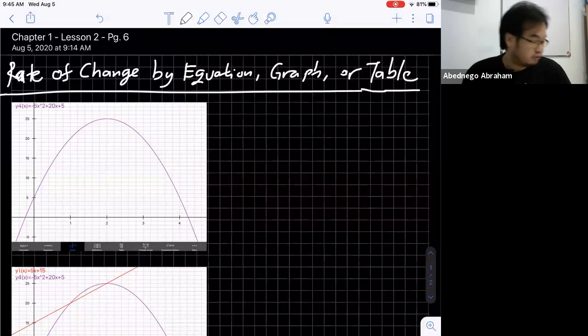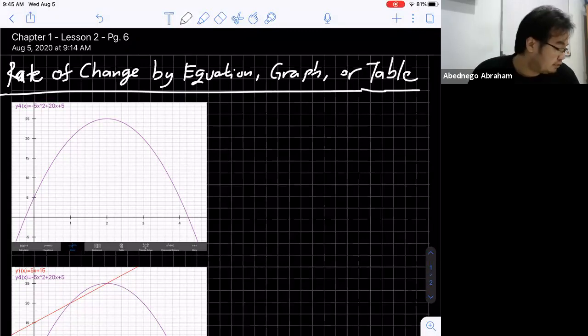Okay, so for today, I'm going to teach you how to estimate the derivative if the graph is given. In the previous lesson, the equation was given. Now in this one, the graph is given. The objective of this lesson is on your book page 6. It's on your book page 6.